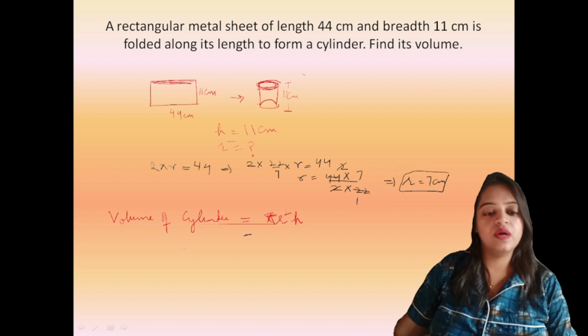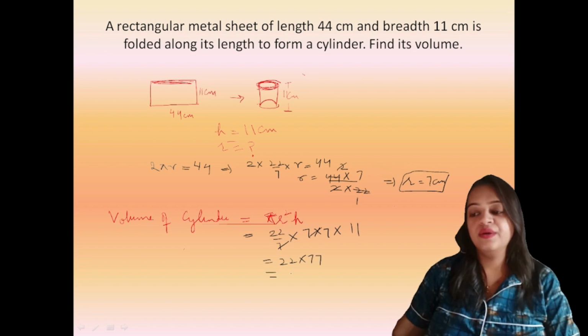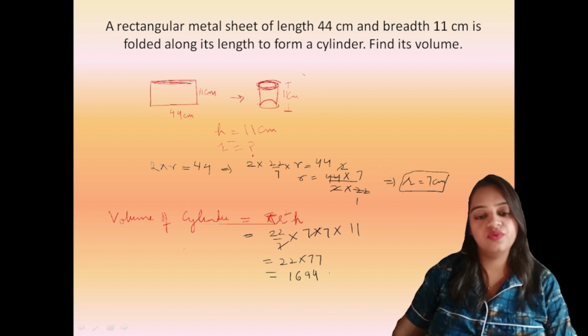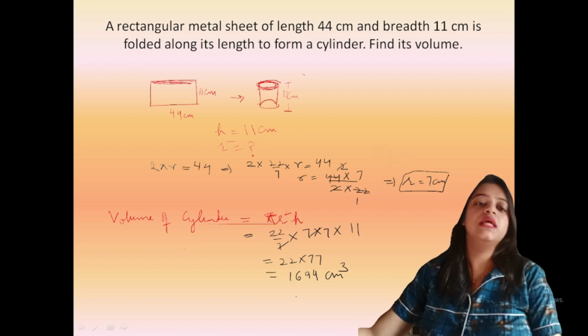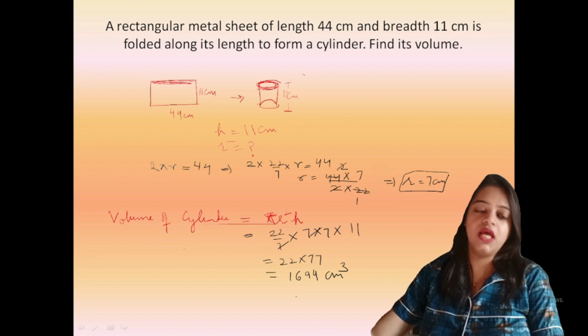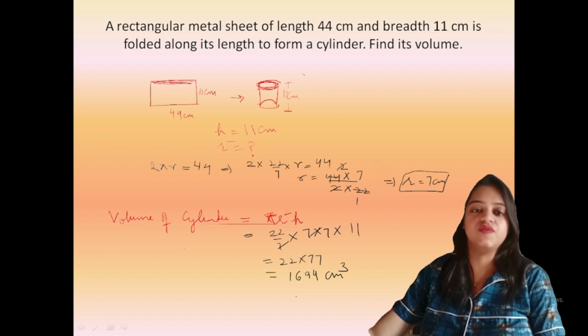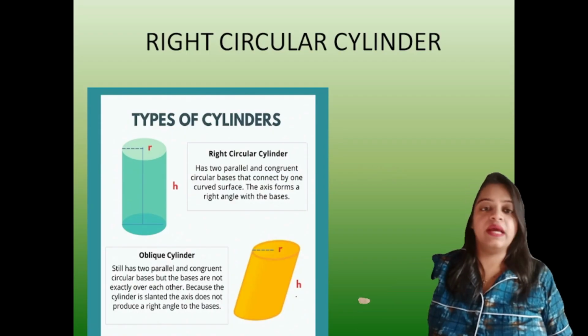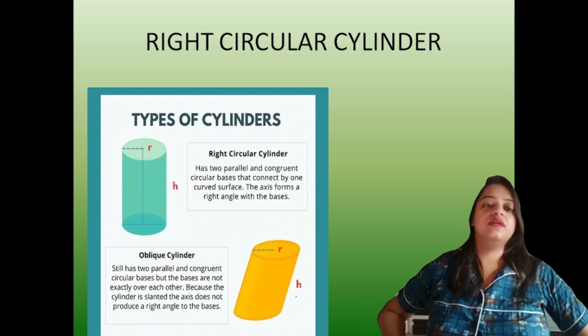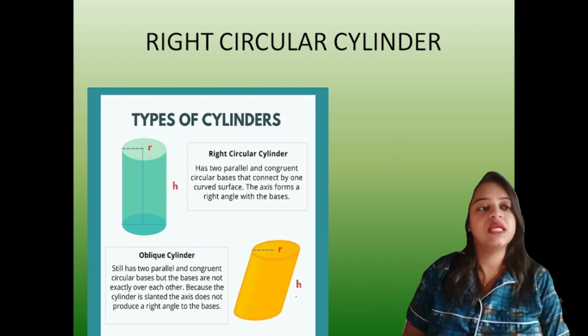Let's put the values now in the formula of volume of cylinder. Pi 22 by 7, r square is 7 into 7, h is 11, 7 cancels out. This is 22 into 77, which is 1694 centimeter cube, right? So the main thing is length is becoming the circumference of circle and breadth of rectangle becomes the height of cylinder. Let's move to now what is a right circular cylinder. You will observe the word written in few questions as right circular cylinder.